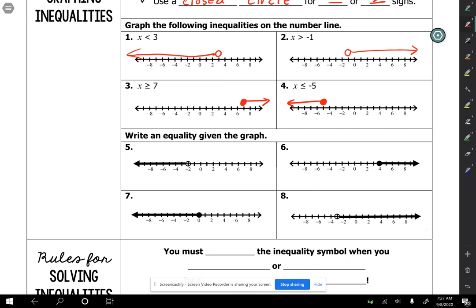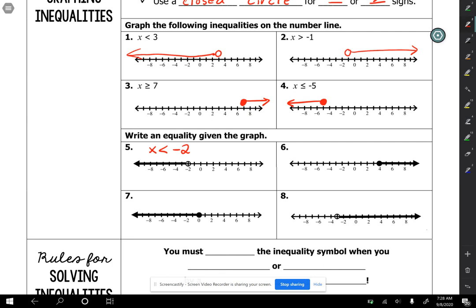Now for 5 through 8, we're going to do the opposite. We're going to write the inequality based off of the given graph. In number 5, I have x and my circle is on -2. I just need to decide which symbol goes between the x and the -2. My arrow is pointing this way, and it's an open circle, so I leave it open. I do not put that line underneath the less than.